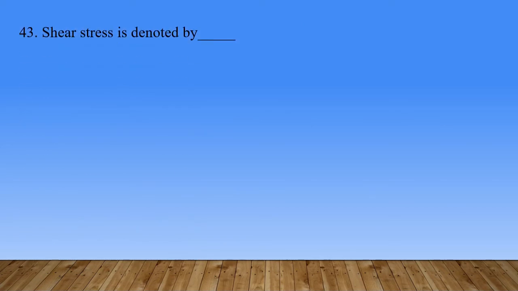Question number 43. Shear stress is denoted by option A, capital E. Option B, tau. Option C, D. Option D, K. The correct answer is option B, that is tau.